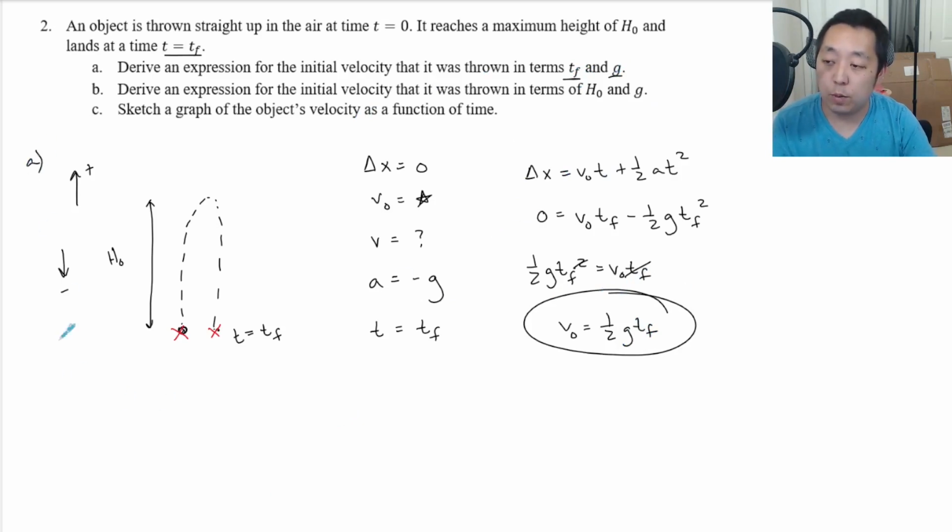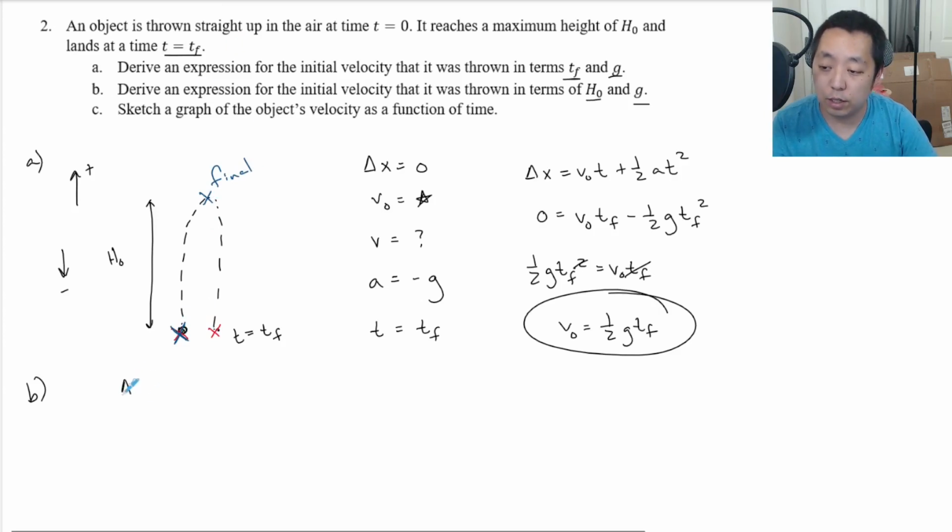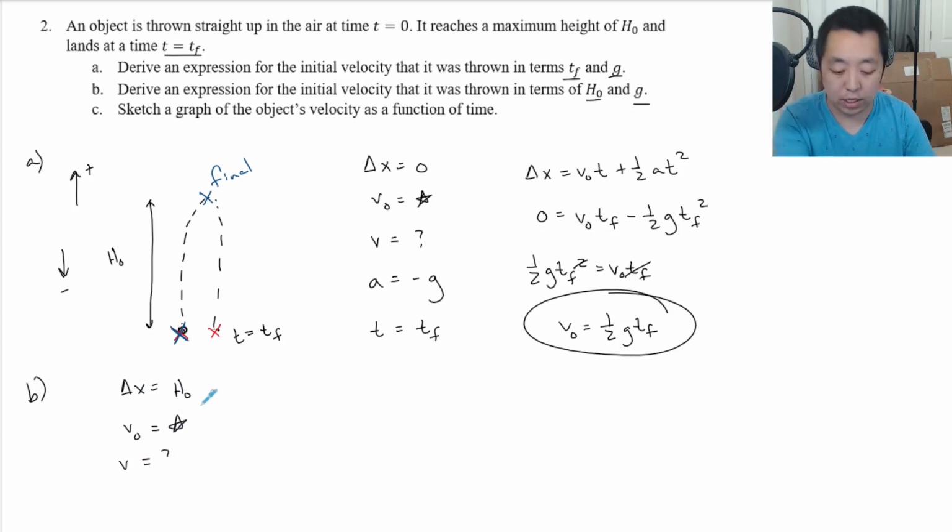In the second part, they would like you to derive it in terms of h0 and g, so in terms of the maximum height. This time we're not going to use these as the start. We're going to say this is the starting position and then this is the final position. So when we look at our variables, the vertical displacement between there and there is h0. The initial velocity is what we want to find. Actually, we know the final velocity, because the final velocity at the top here is 0. The acceleration is, again, negative g. And t is not given in that scenario. We don't want to deal with t, because they don't want you to use tf. They just want it in terms of h0 and g.